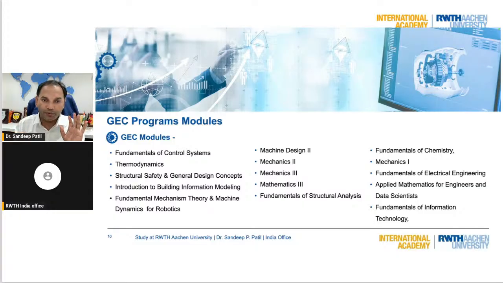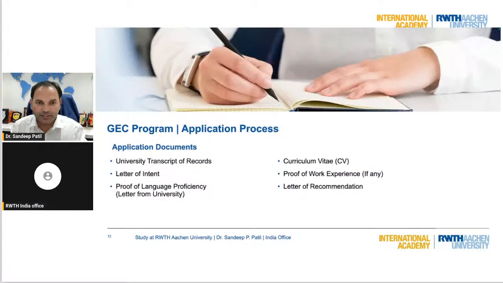For example, if you would like to go for computer aided mechanical engineering, you need to study thermodynamics, then machine design 2, mechanics 3, and mathematics 3, and one of your own choice. Similarly, robotics will have 5 different courses, and battery systems also have 5 different courses. So typically you choose 5 courses and pass them, and then you can go for the master's degree program.